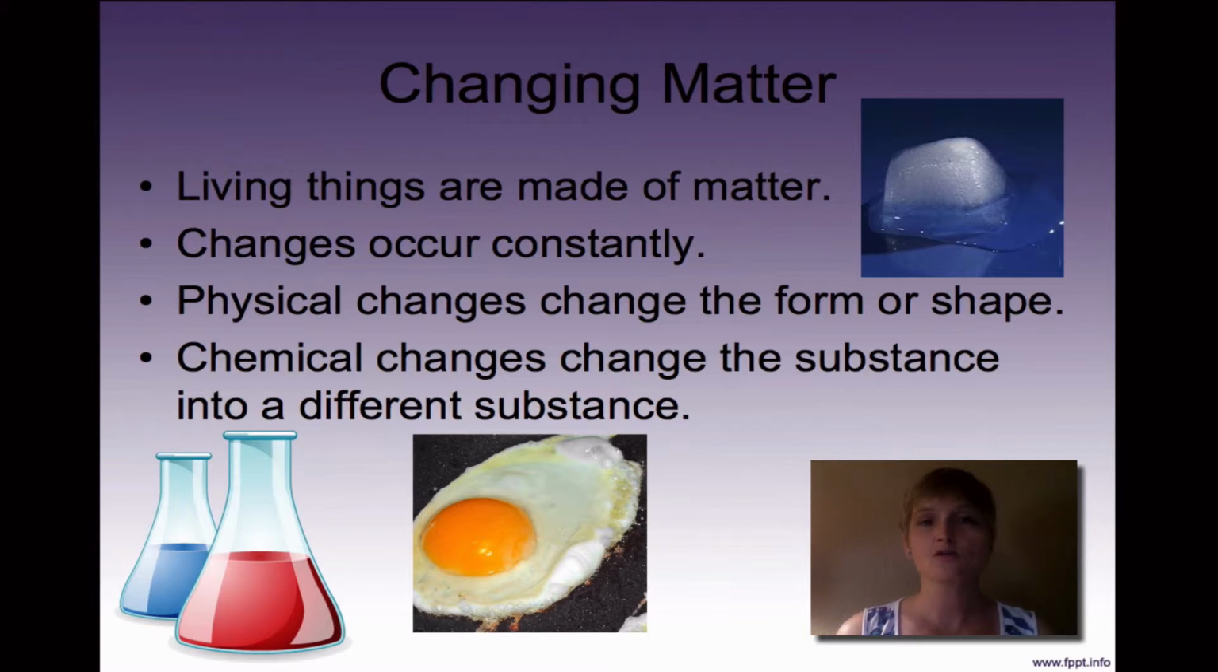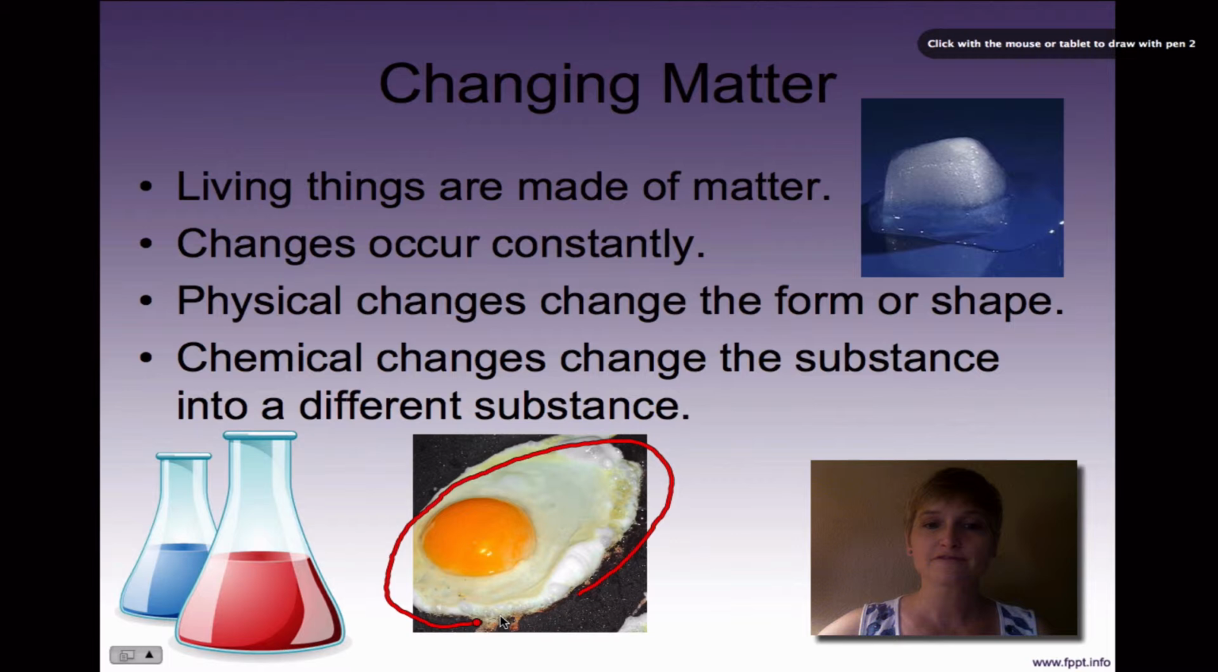Chemical changes are quite a bit different than physical changes because chemical changes actually change the substance into a different substance. All right, so if we look at this egg right here, this egg's being fried and it's changing the chemical composition of the egg. So when we first crack it and we put it in the pan, we see that we have the yolk and we have the other liquid part of the egg. And when we cook it, they change. That liquid part turns white, it gets harder. If we cook it long enough, the yolk gets harder.